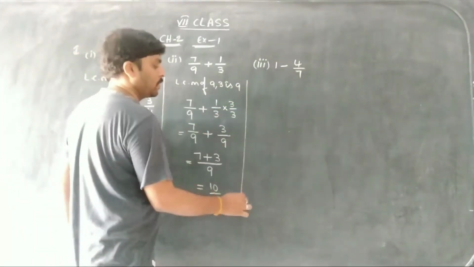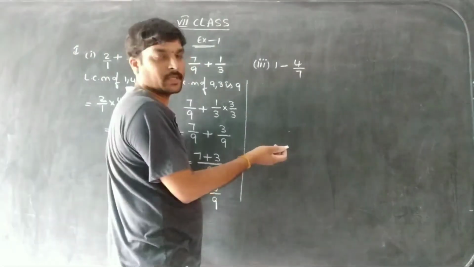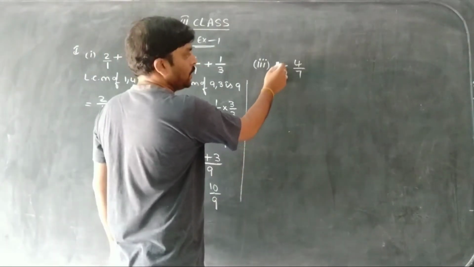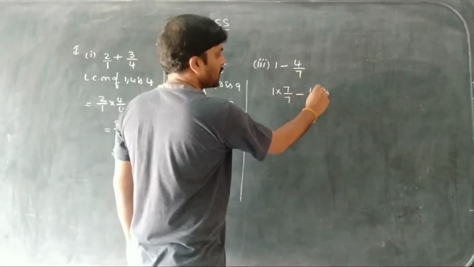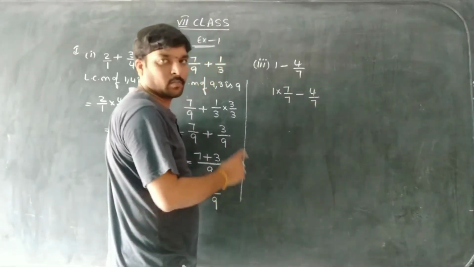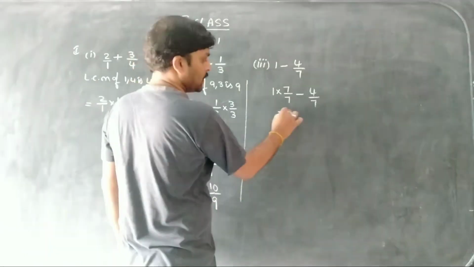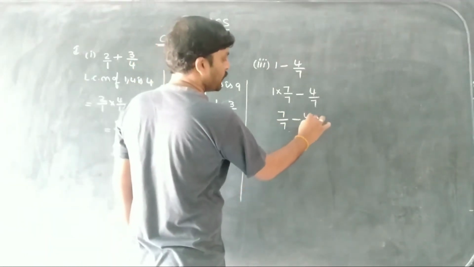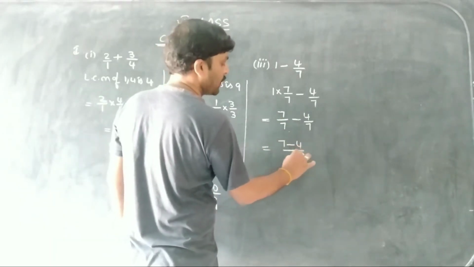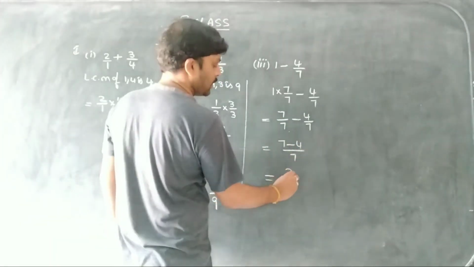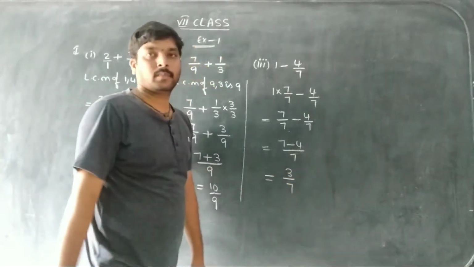Similarly, this is the third question. Here 1 and 7 by 1, LCM is 7. Now how to make it into 7 by 7? 1 into 7 by 7 minus 4 by 7. Now both are equal denominators. 7 by 7 minus 4 by 7. That is written as 7 minus 4 by 7. 7 minus 4 is 3. 3 by 7. Okay.